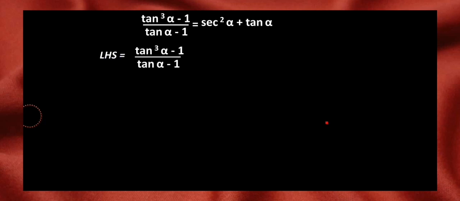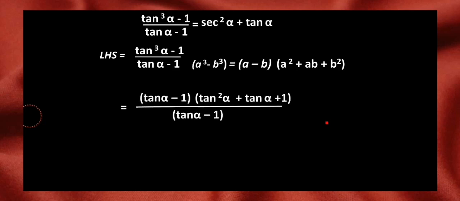Here it is our LHS, and here it is that formula: a cube minus b cube equals a minus b, second bracket consists of a square plus ab plus b square, right? And if you compare the terms, our a is nothing but tan alpha and b is nothing but 1. So carefully replace the terms, and we get tan alpha minus 1 bracket close, and the second bracket tan square alpha plus tan alpha plus 1.